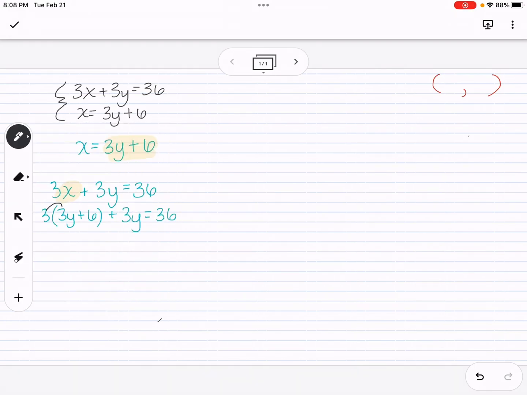Okay, I'm going to distribute. So once you get here, you can see that the only variable we have left is y. So now once we're here, we're just solving for y. So here we go. 3 times 3 is 9y, and 3 times 6 is 18.